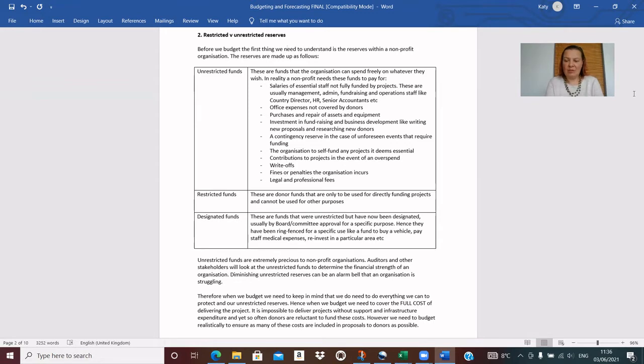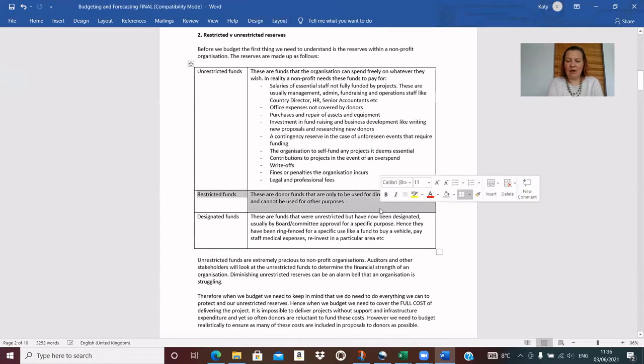Before we even start budgeting, we first of all need to understand that with a non-profit organisation, our reserves or our funds, whatever you call them within your organisation, are made up of different types of funds. So here I have a table summarising the key categories.